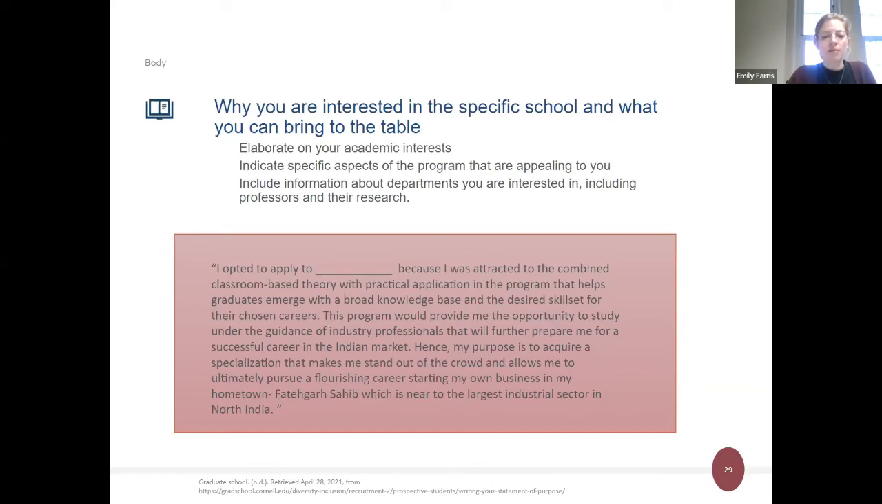Like I mentioned before, that may be a specific professor that is researching a topic that you're very interested in. It could be the location, if it's located in an area that, again, you have some research ties to, for example. Or if the department has an emphasis on experiential learning, or if they have an emphasis on something else in their specific program, that's your opportunity to mention this. So again, that's just to go with the body of the statement of purpose.